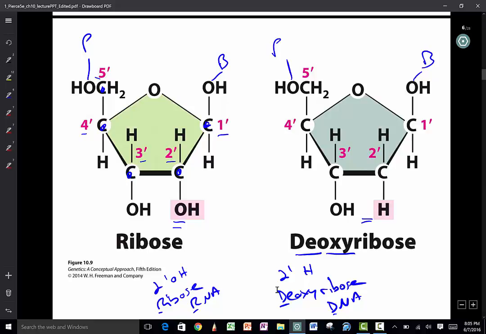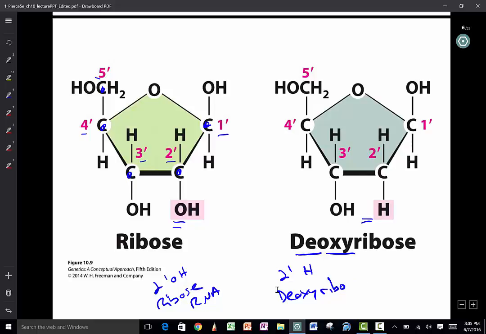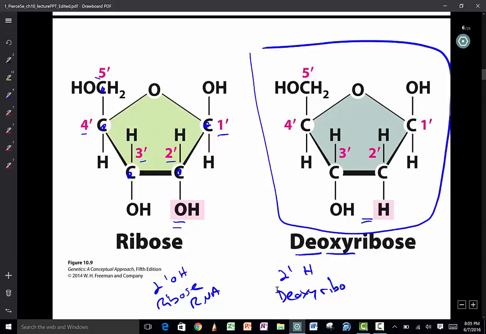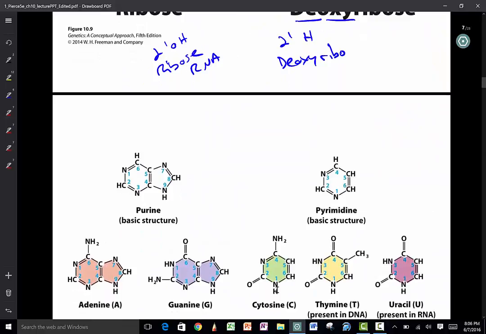So these are just the sugars without all that stuff. If we take all that stuff away, here's just the sugar. It's a 5 carbon sugar. It's a pentose. It has 5 carbons. It kind of looks like it might have six, but this one's an oxygen, so that doesn't count as a carbon because it's not a carbon.